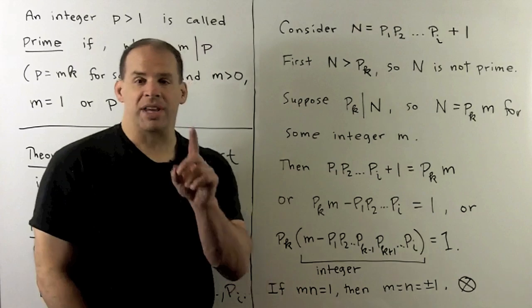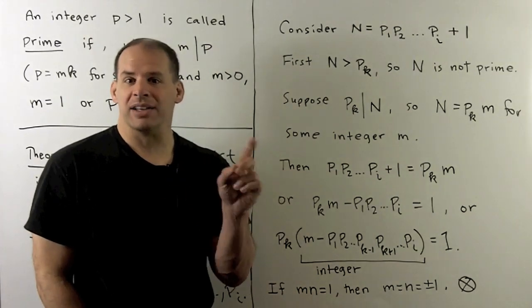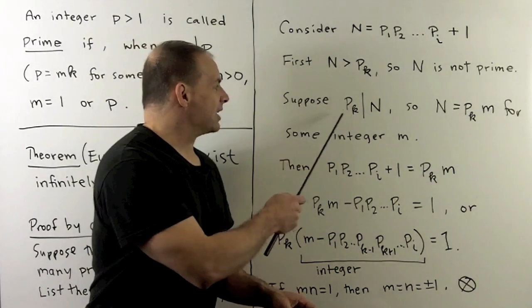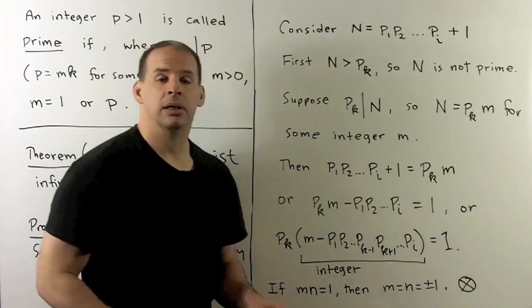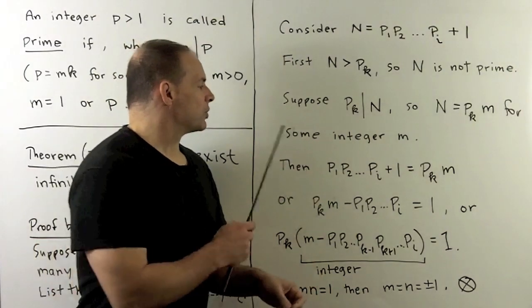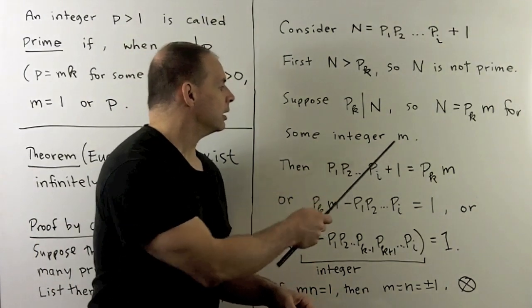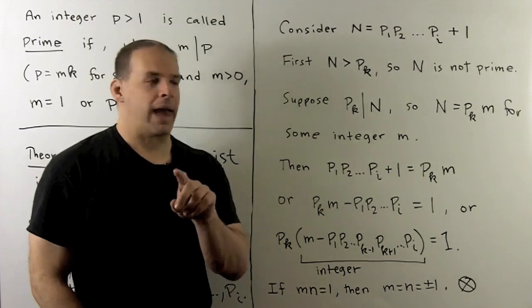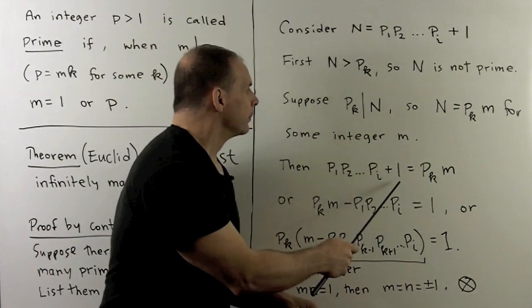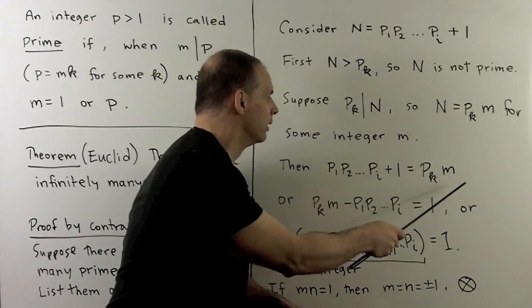Now, because n is greater than all of our primes, n itself cannot be prime. So that means one of our primes has to divide n. That means n is equal to p sub k times m for some integer m. Now, let's write out what that means. So I can write n in this form and in this form.